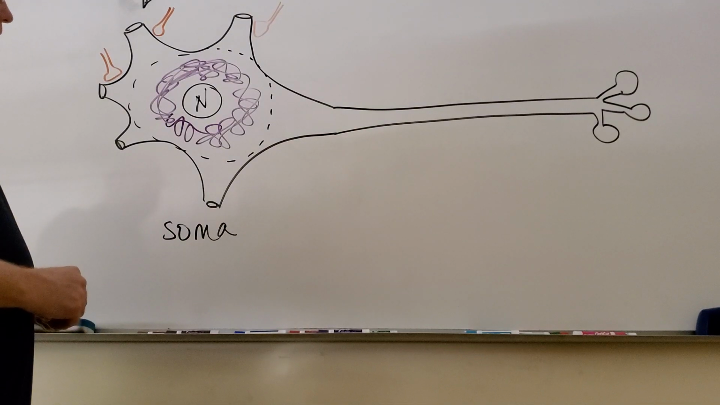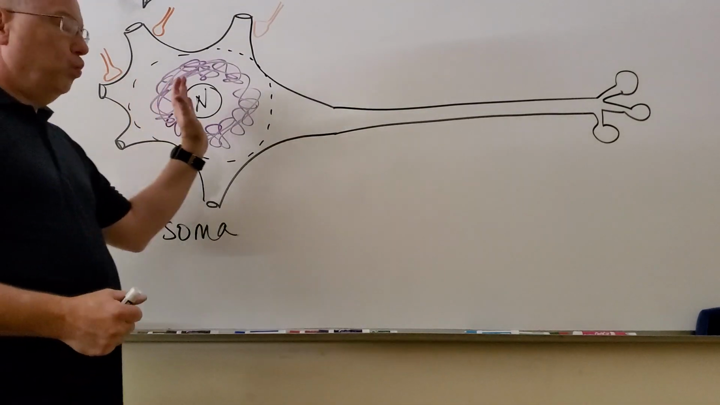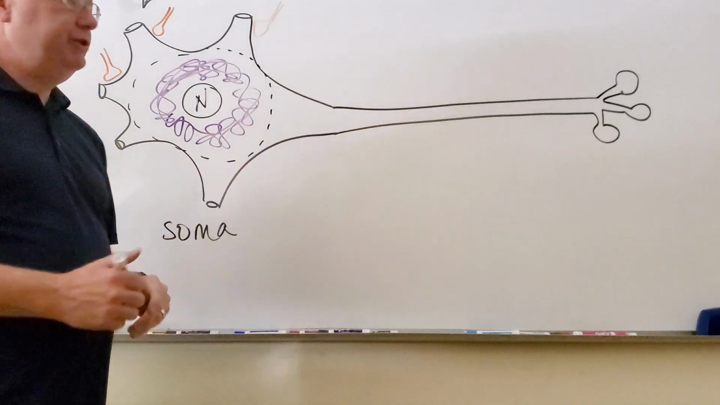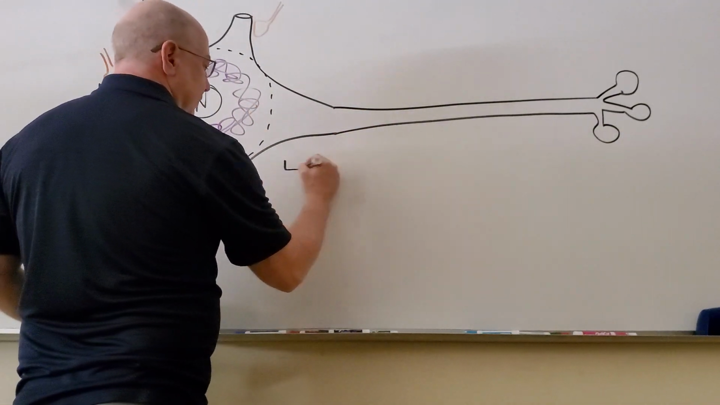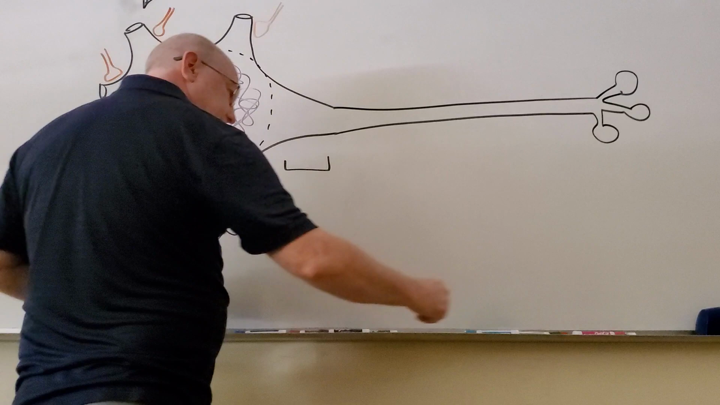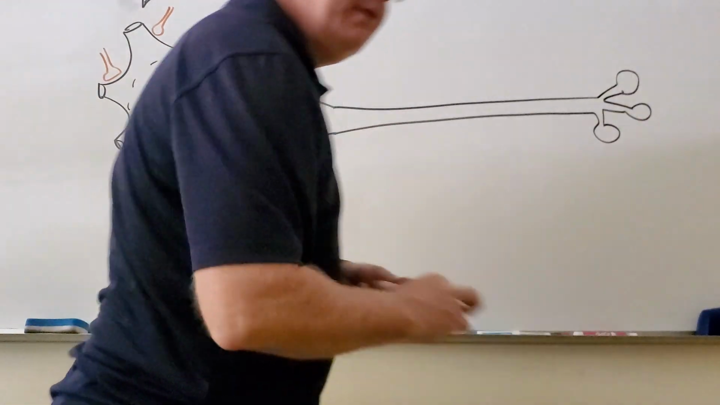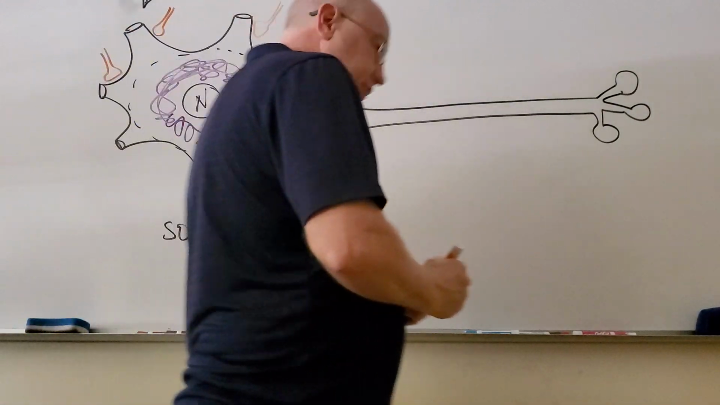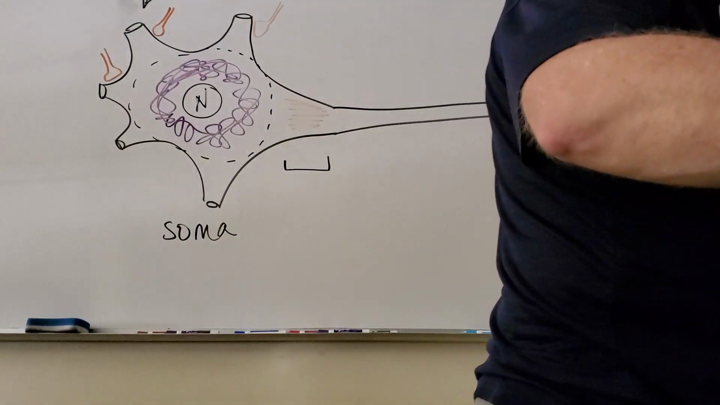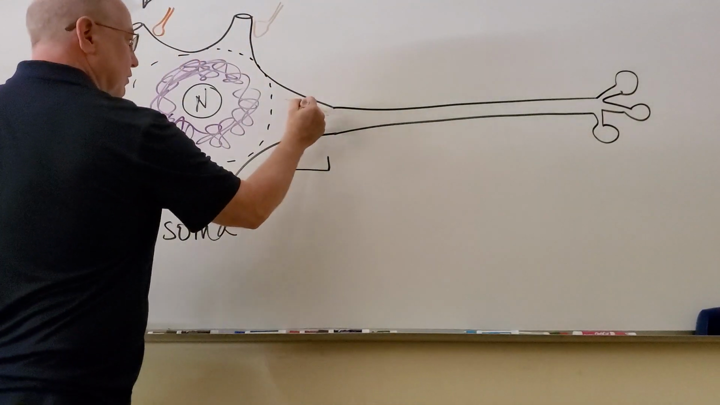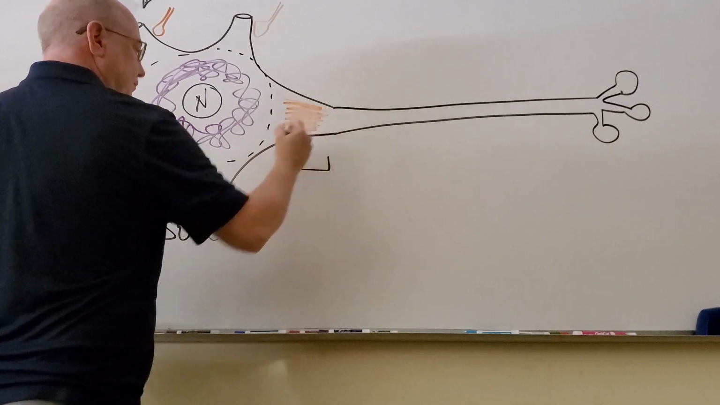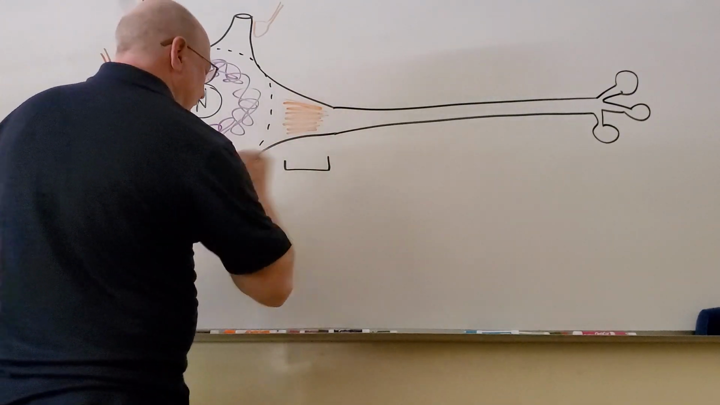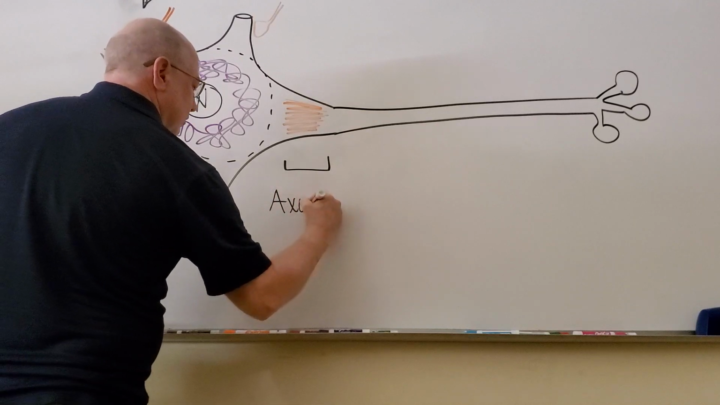Now, where the axon is, this long branch here, on our models it's been colored in with orange. This orange marker is not working very well. Let's see if I can get another one. It's been colored in with orange here. And that area is called the axon hillock.